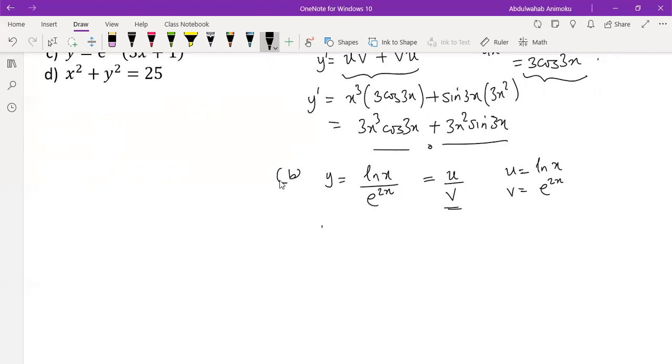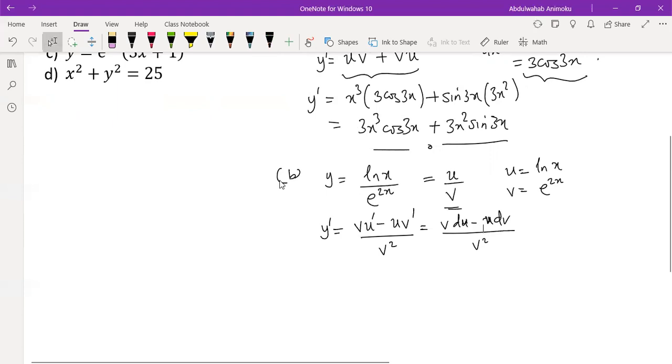And how do we find the quotient rule? y prime would be v u prime minus u v prime over v squared. Some people say v du minus u dv over v squared, and both of them are correct. So whichever one you're comfortable with. Now all we need to find is u prime and v prime. So we are back to finding the derivative of this and the derivative of this. Now the derivative of u with respect to x, we've treated this in the previous video. This is just 1 over the function here. It's just a simple function of x. Ln x is just 1 over x.